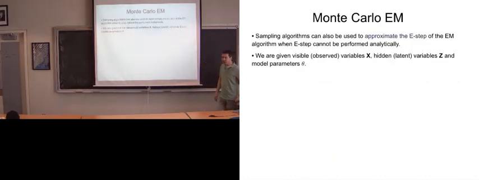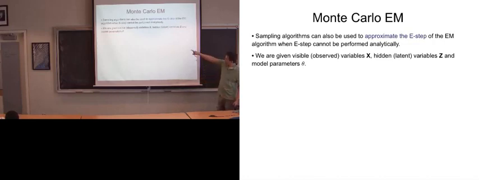Now, let's just look at the Monte Carlo EM. So, now we sort of covered a little bit of sampling, right? In the last class, we looked at variational inference. So we've seen how we can use variational methods to approximate the E-step in the EM algorithm. But here we can also use Monte Carlo sampling to approximate the E-step of the EM algorithm.